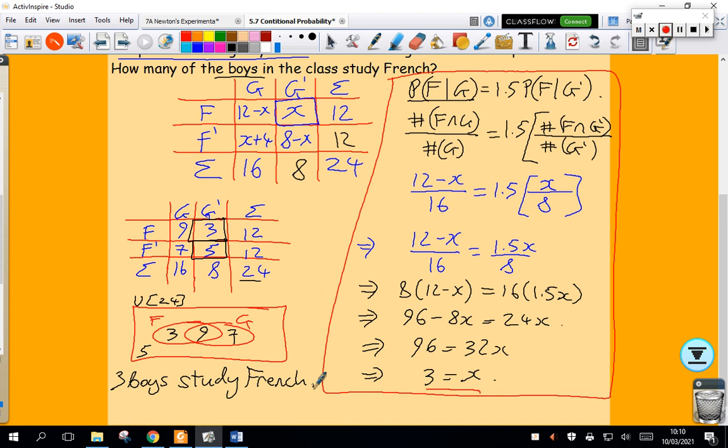Contingency tables, Venn diagrams, really useful tools for this kind of thing. You know, you can solve the problems without them, but personally I think they're very useful and I use them often.